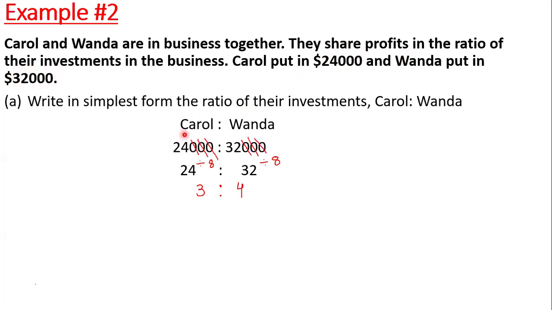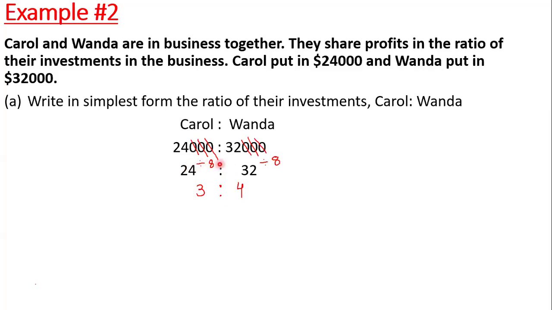32,000. Very good. So we have to do 24,000 to 32,000. And then we have to simplify it, right? So that means that we're going to cancel the zeros. This 0 cancels with that 0. This 0 cancels with this 0. And this 0 cancels with this 0. And so we are left with 24 to 32.